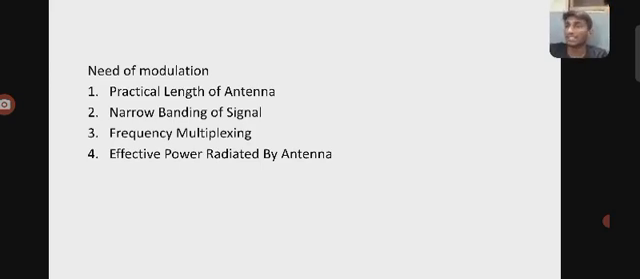If we look at the olden days, we can see the antennas of small mobiles, but the antenna of a smart mobile has decreased to a very small length. It is because of the improvement of modulation techniques and narrow bandwidth of signal, with clearness of signal and frequency multiplexing, where we transfer many frequencies of signals in one channel, and effective power radiated by the antenna. So these were some needs of modulation.